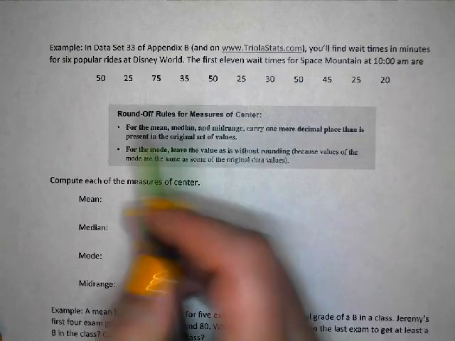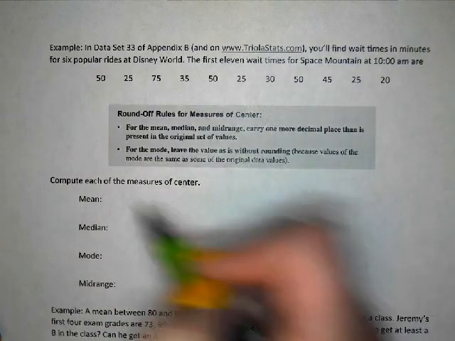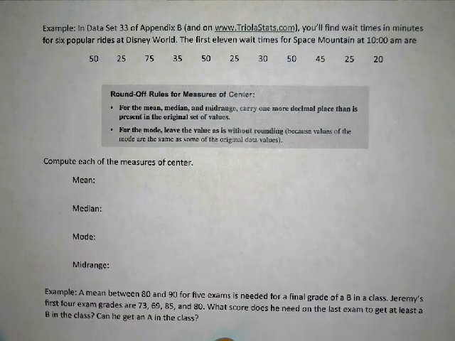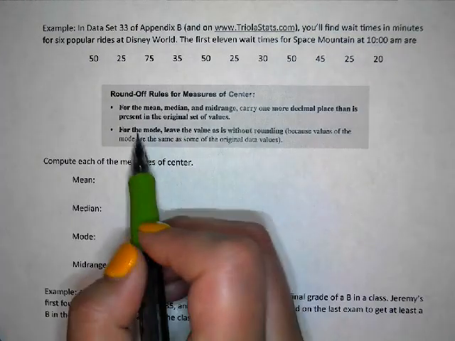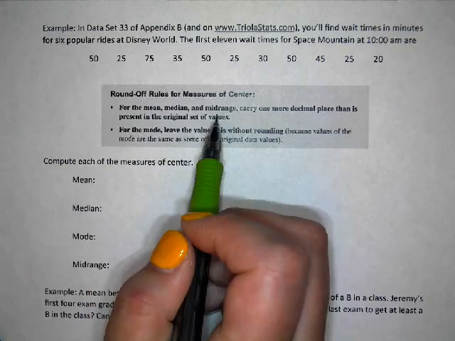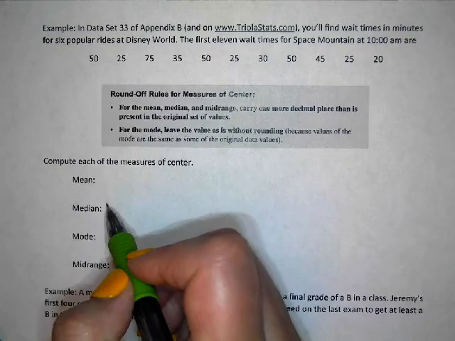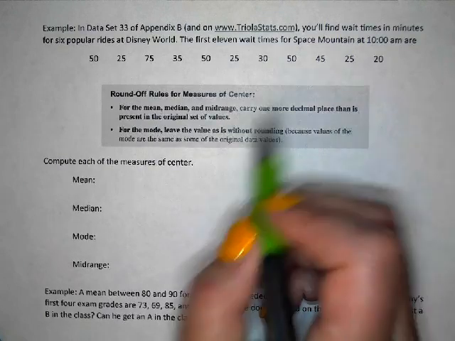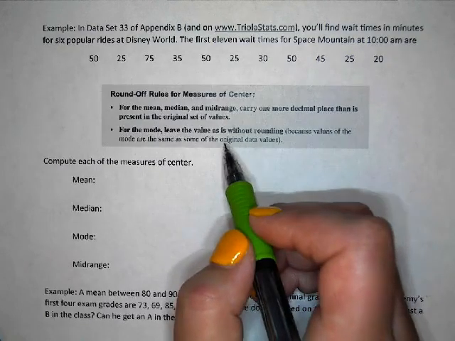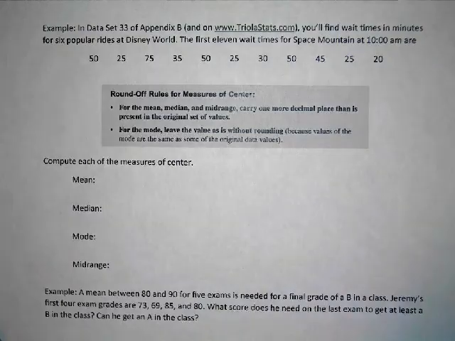So we're going to go ahead and compute the measures of center. The textbook gave us some rules to consider. If you're using the mean, median, or mid-range, then when you're doing those calculations, you can carry one more decimal place than is present for the original set of data values. So if you had a whole number, then when you do rounding, you could round to the nearest tenth. If you had a number that was already a decimal with 3 decimal places, then when you do your computations, you could do 4 decimal places.